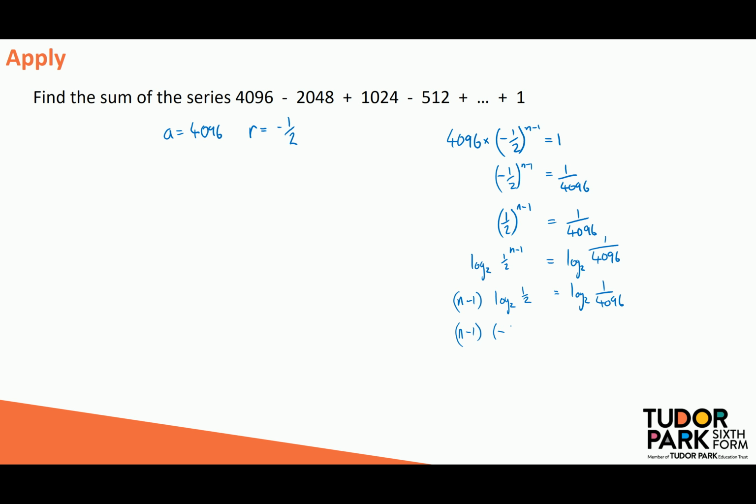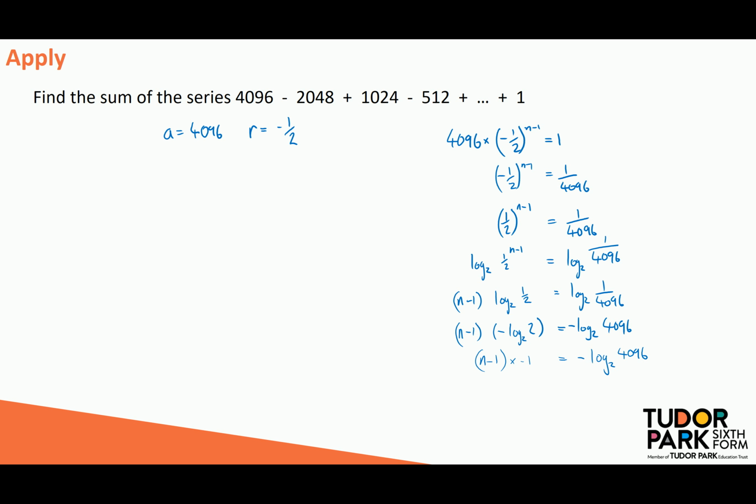Now another logarithm law that I know is that if I've got 1 over 2, then that's the same as minus logs in base 2 of the denominator, and I'll apply that to the right hand side as well, to say that that's the same as minus logs in base 2 of 4096. Now logs in base 2 of 2 is just 1, so this becomes n minus 1 times by minus 1 is equal to minus logs in base 2 of 4096.